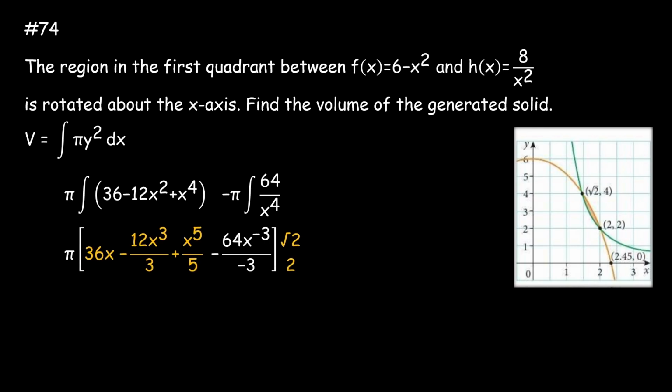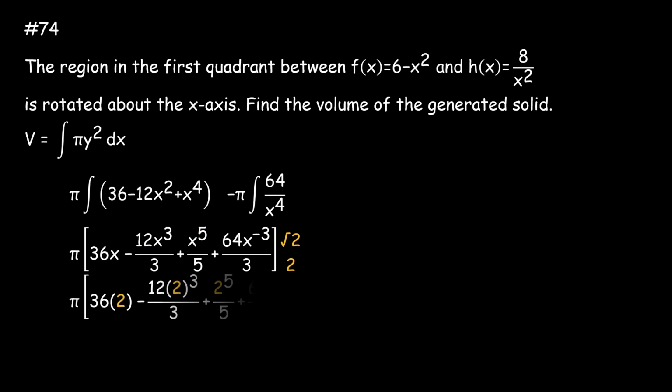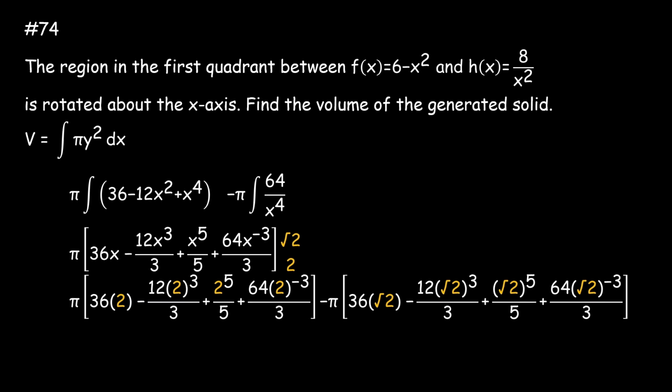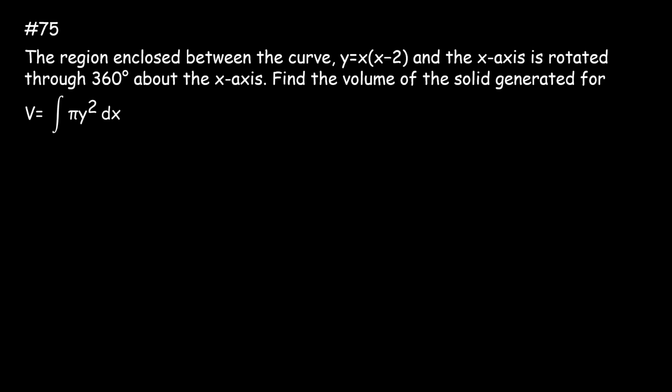Now we need to substitute the limits, which are the x values from the curve. As you can see here, it starts from square root 2 to 2, right? So we're going to plug in square root 2, get the result, plug in the 2, and then minus each of them. We would have pi times 0.79, and that gives us 0.79 pi.